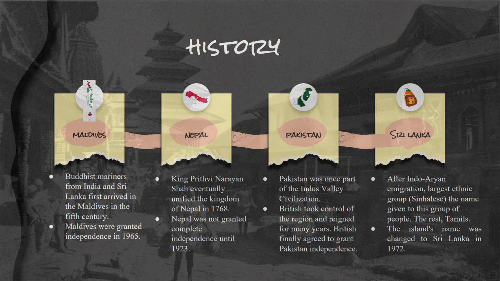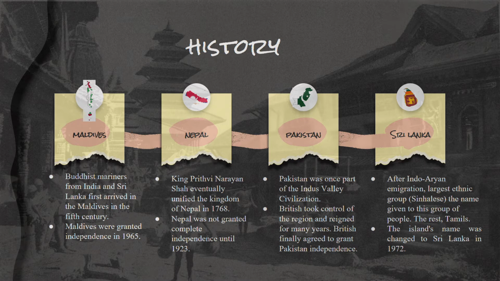Nepal's first civilization emerged in the 6th century BC. In the 12th century, Nepal's early rulers bowed to Hinduism and allowed India to have more influence. King Prithvi Narayan Shah eventually unified the Kingdom of Nepal in 1768. Although the British took authority, a commercial pact was made in 1792 between the British and the Kingdom of Nepal. Nepal was not granted complete independence until 1923.